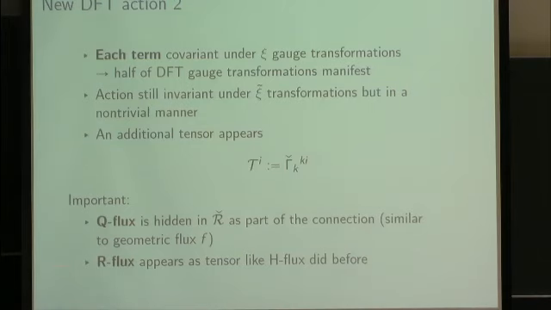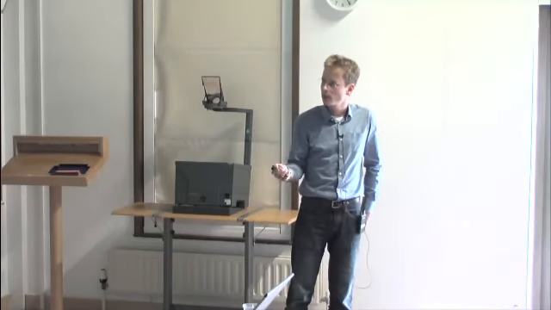And more importantly, we have found now that the Q flux just enters as a part of the connection, and that is very similar to how the geometric flux f enters the other scalar curvature. And the R flux simply appears as a tensor, like the H flux did before. So in a double field theory setup, we have kind of a geometric origin for these fluxes.